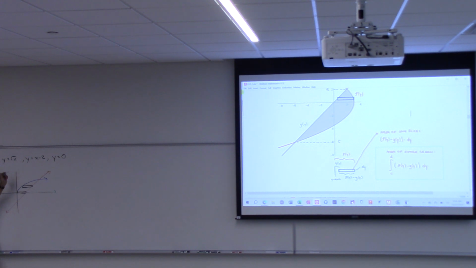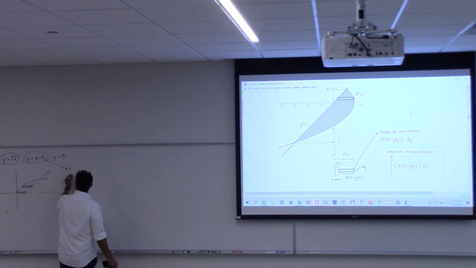Can you solve these for x and y? Yes. I'm sorry, can you solve these for x? Let's take this, let's solve that for x. How would you solve that for x? Square both sides, and you get x is y squared. Could you solve this for x? Just add 2 to both sides. X is y plus 2.